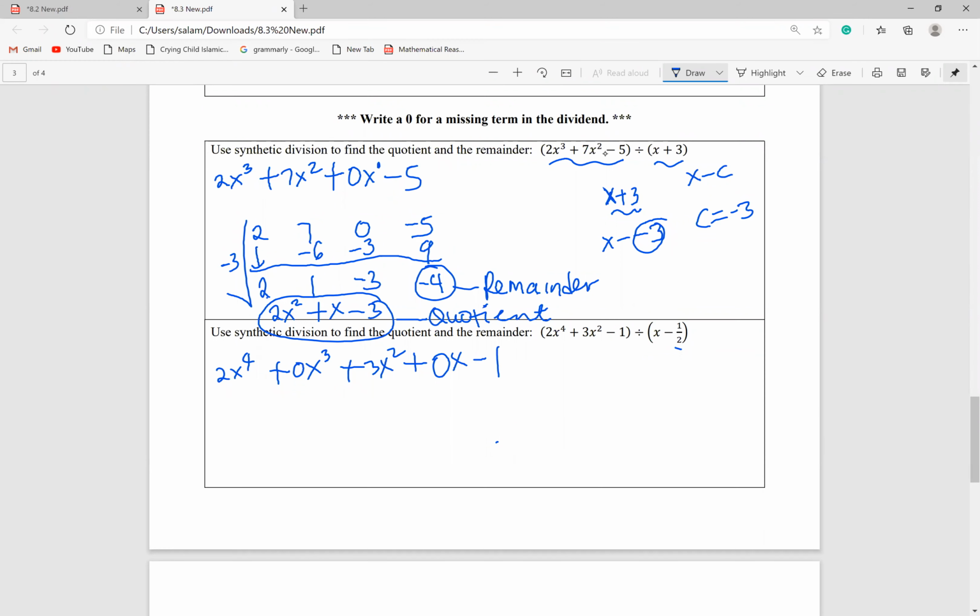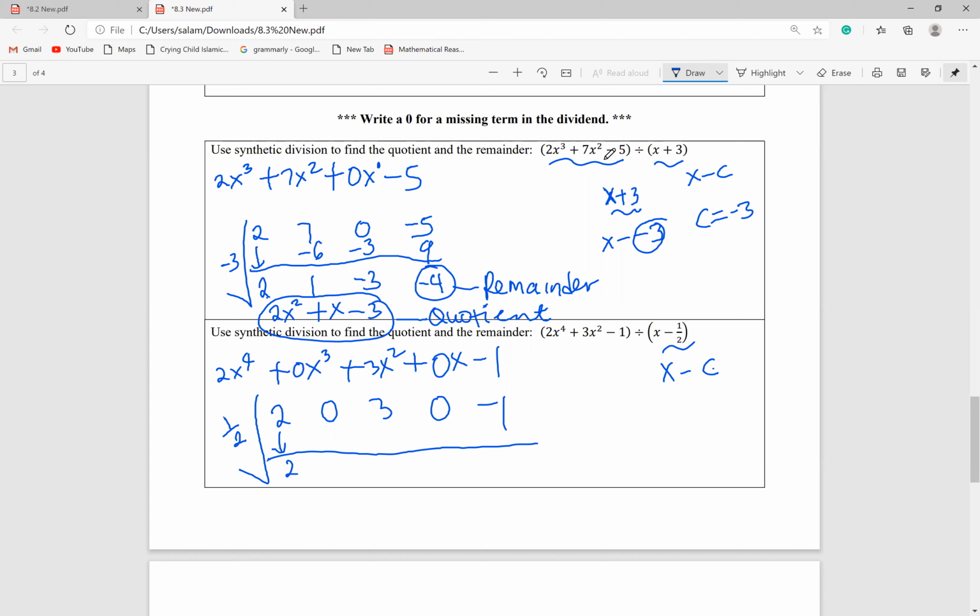So I'm going to rewrite all this. I'm going to write all the coefficients. We have 2, 0, 3, 0, and -1. Now I'm going to get my C. When you look at this, you see x minus C, that's what we're comparing to the divisor. So you can see that our C is exactly 1/2. So we're going to have 1/2 here. Now the next step is to bring down the 2.